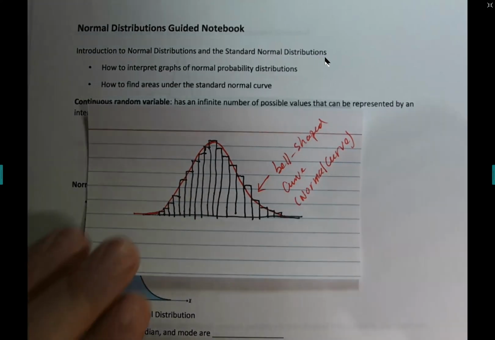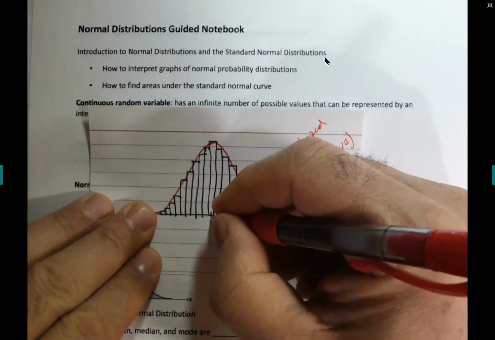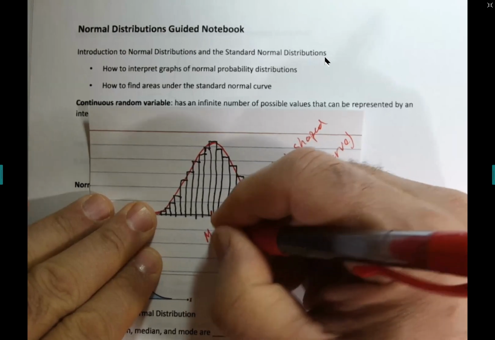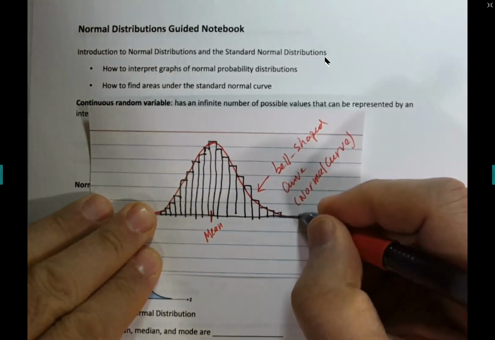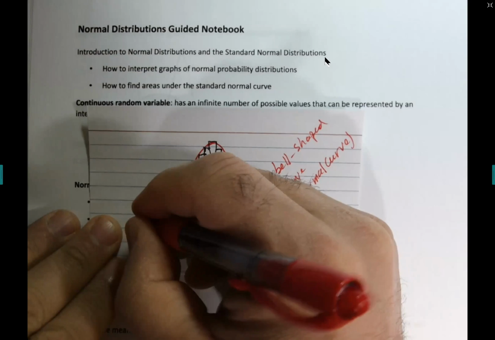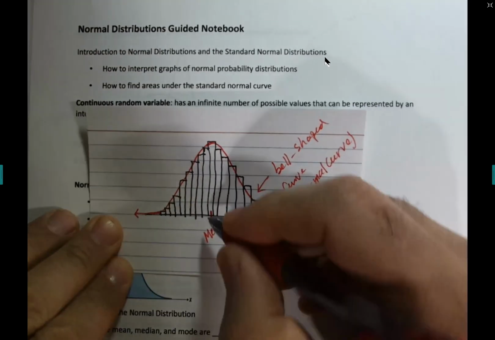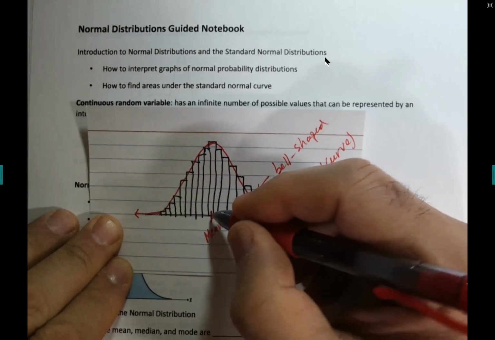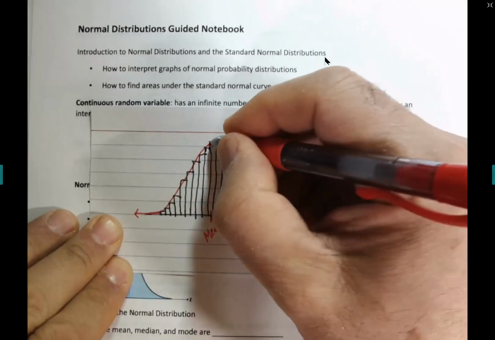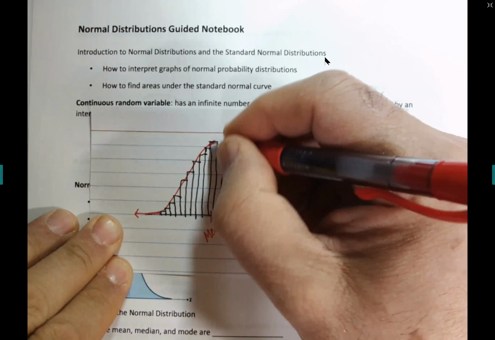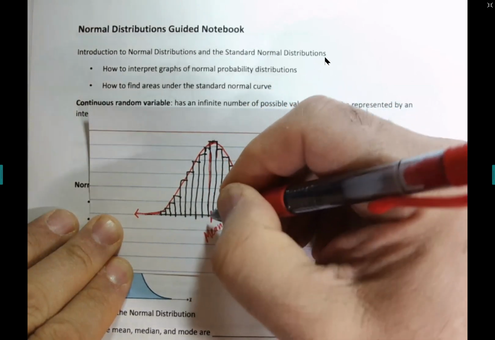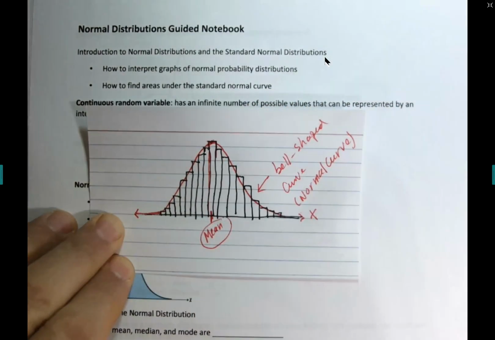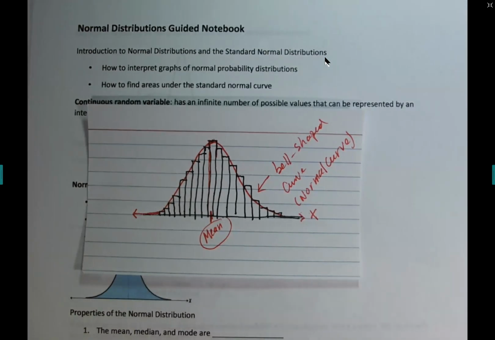The mean, guys, is right here, right in the center. This is the x-axis, and this is where the mean is. Actually, it is the mean and the median and the mode. Why the mode? Because the tallest bar is right there. But all we are interested in is the mean, guys, so it's enough to know that this is called the mean.